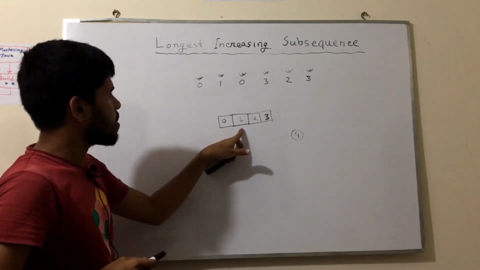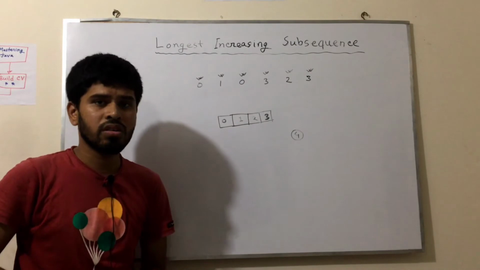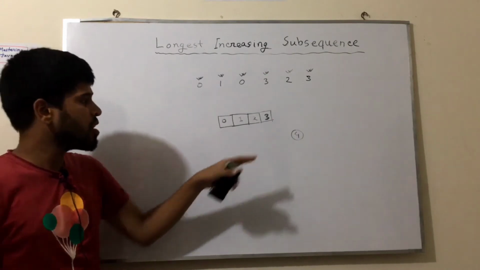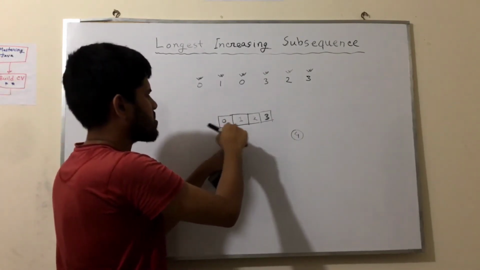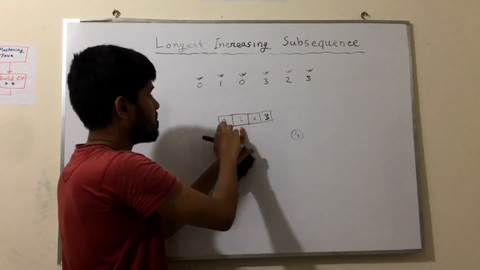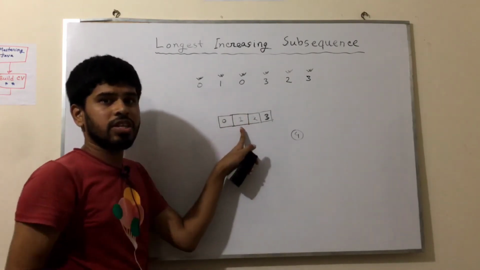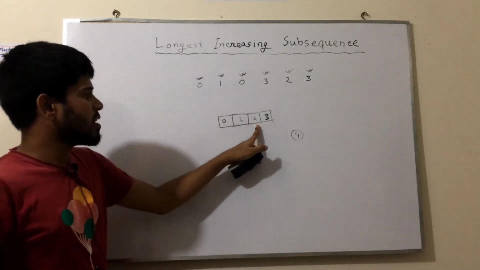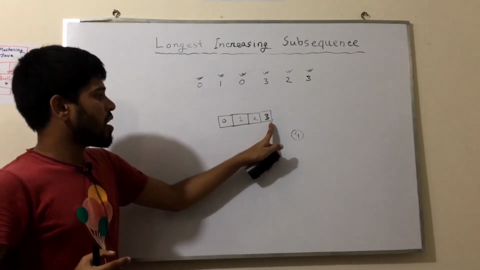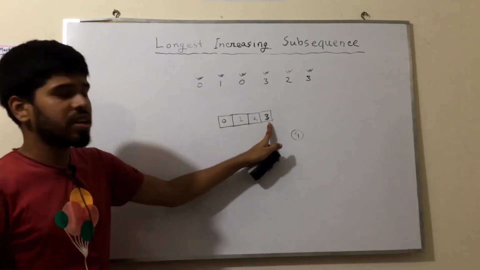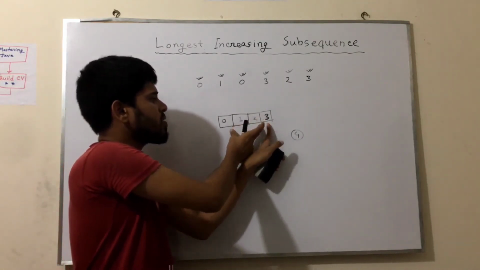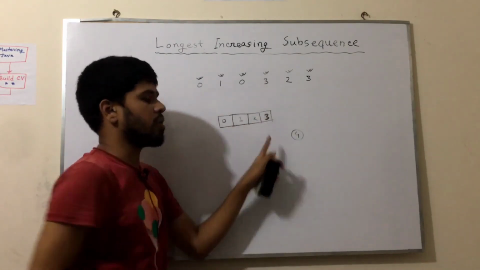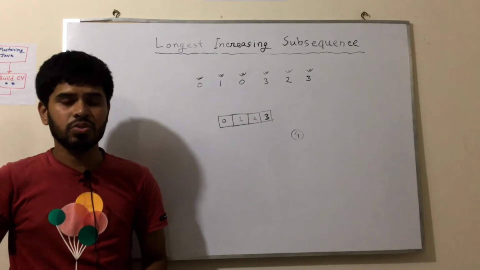But this is not our valid subsequence. Okay, so this 0 is our base case first. Then here we have 1. It means that we have at least 1 element on the left which is less than 1 by maintaining the relative order. Here we have 2. It means that we have two elements on the left which are maintaining the relative order and less than 2. On the left of 3 we have all elements less than 3 and maintaining the relative order. We have at least 3 elements on the left which are less than 3 and maintaining the relative order. Hope you have understood.